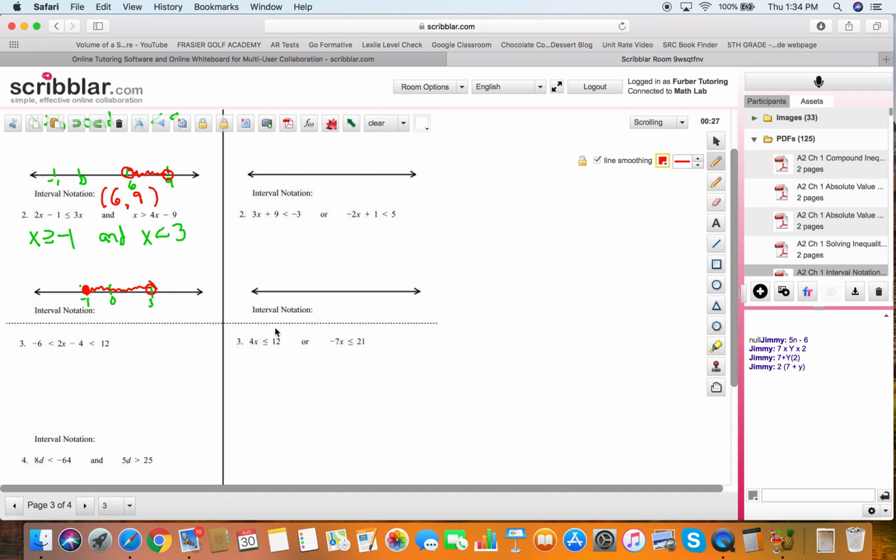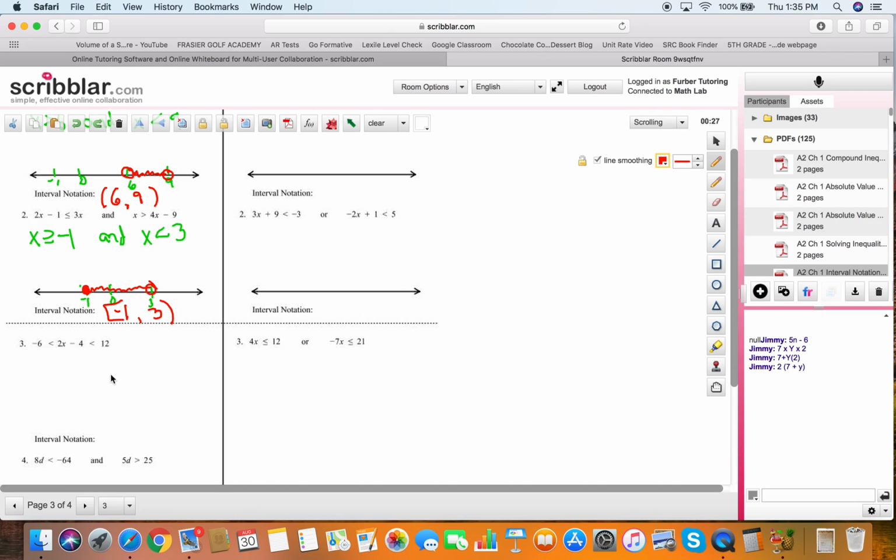So again, we have one set of points because it's an and. It has a definite beginning and a definite end. And so it begins at negative 1 and it ends at 3. But negative 1 is a closed circle, so that one's going to be a bracket, and the 3 is going to be a parentheses because it's open.